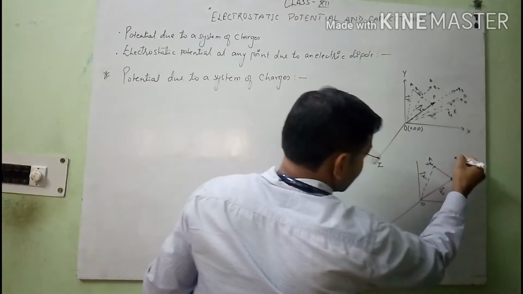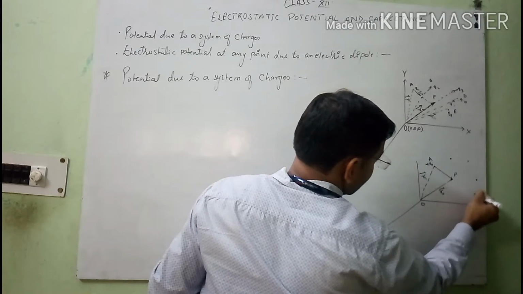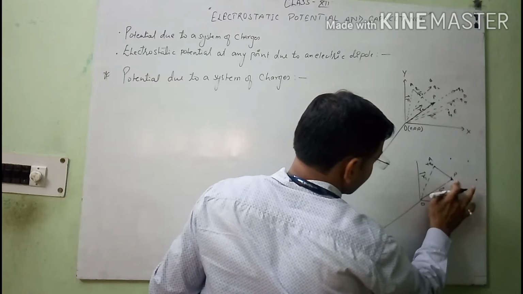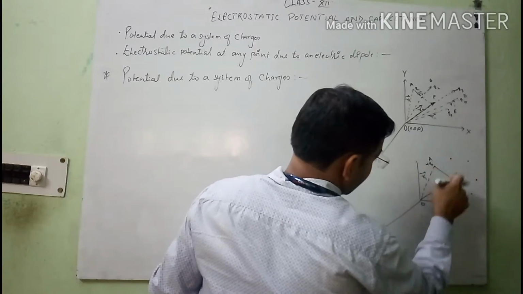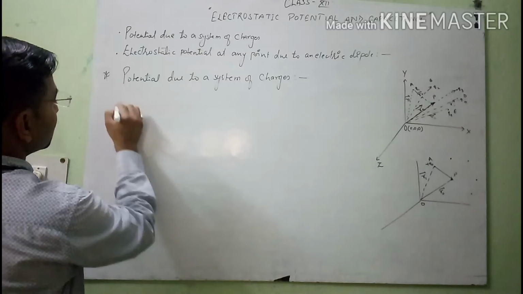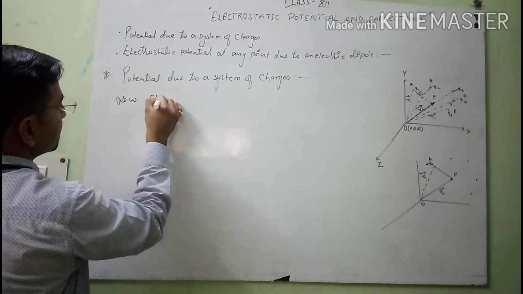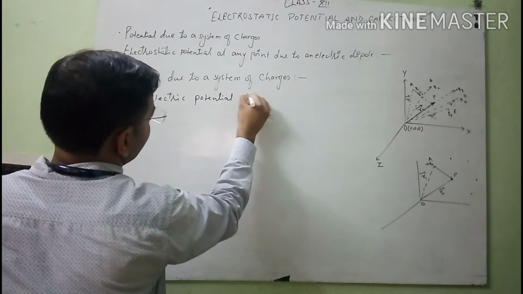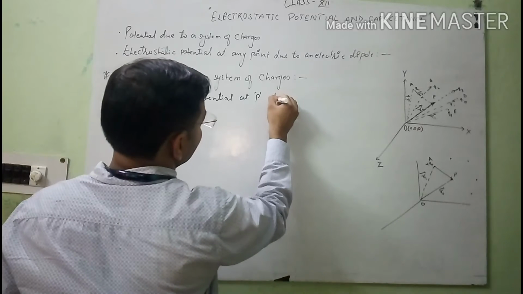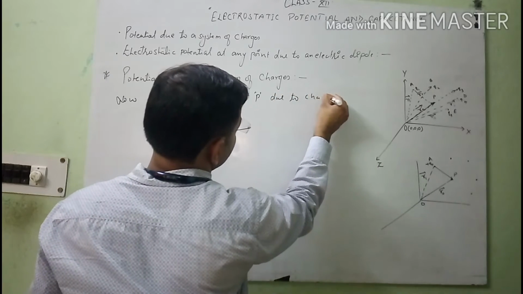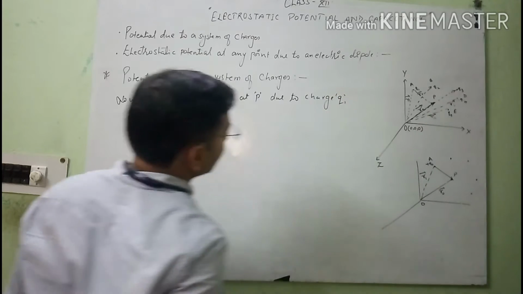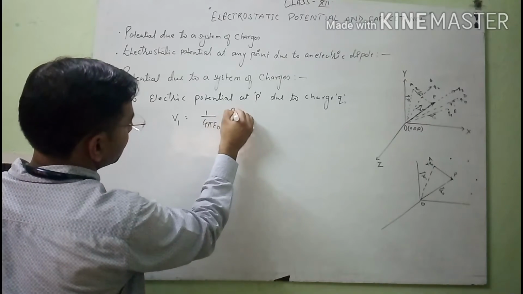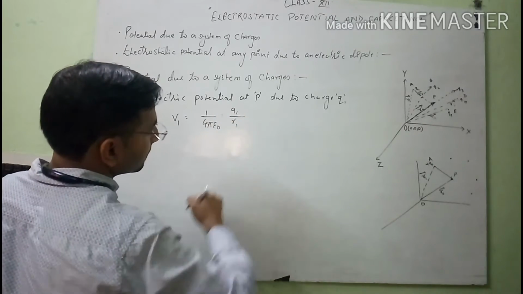In the same manner, we will calculate the electric potential due to the n charges after joining their locations with the point P, as we joined the first. Now the electric potential at P due to charge Q1, as shown in the diagram, will be V1 equals 1 over 4 pi epsilon naught, Q1 upon R10.